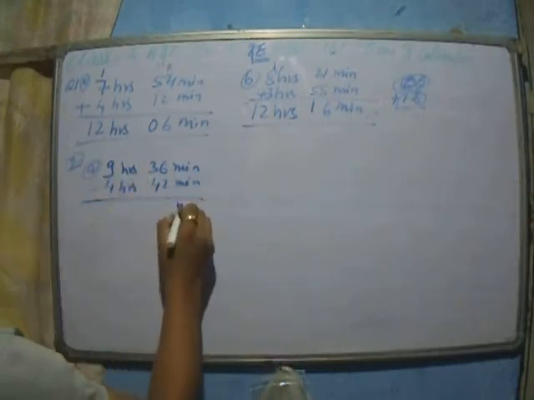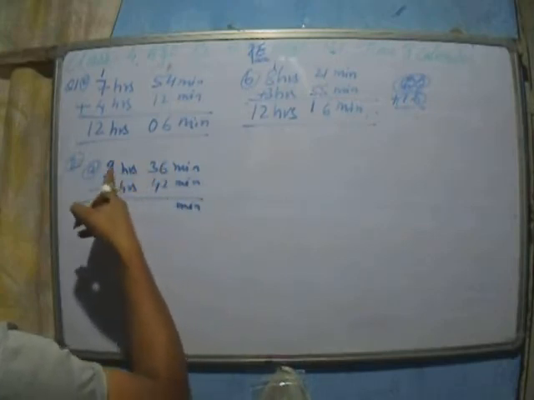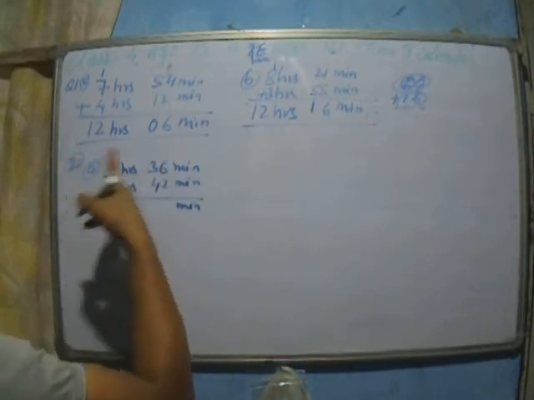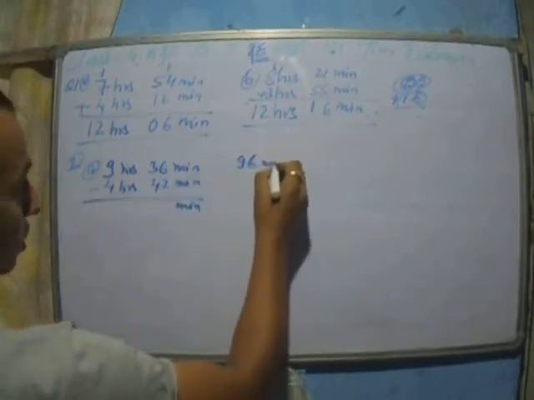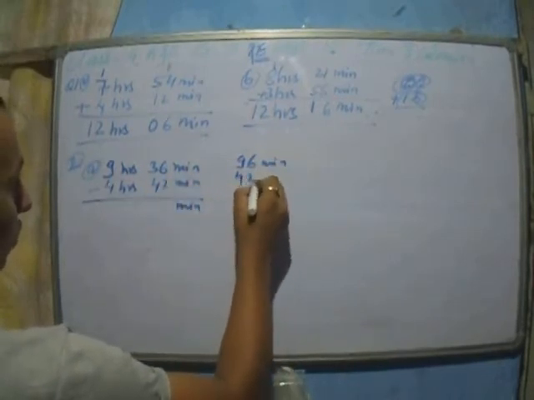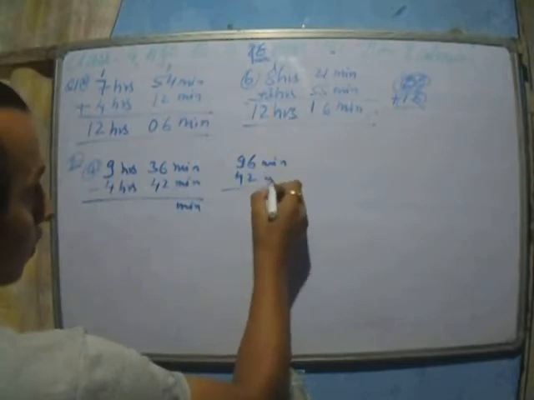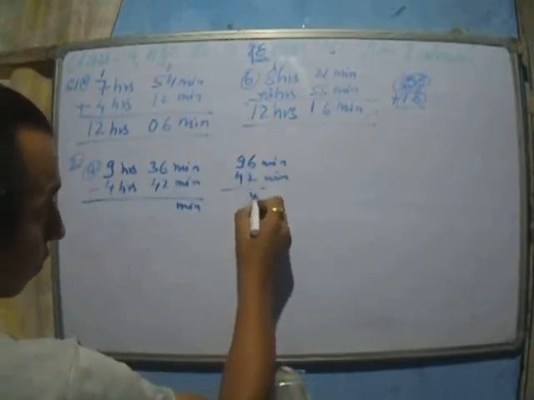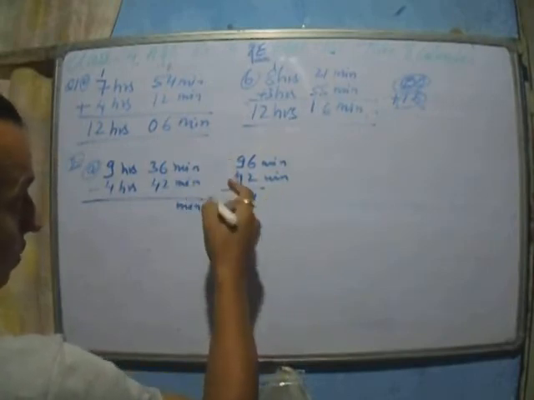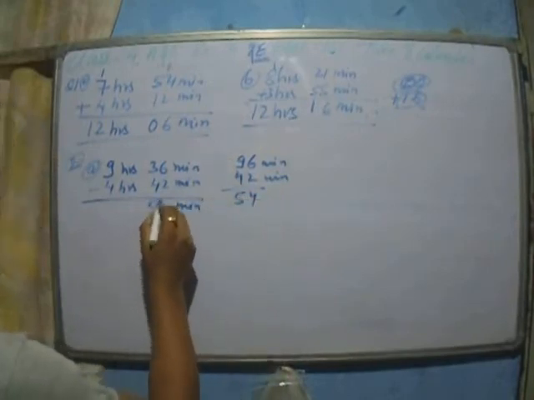Now minute will write here as it is. This is 36 plus 60. It is 96 minutes we got. Okay. From 96 minutes we need to subtract this 42. Okay. So here now 6 minus 2 is 4. 9 minus 4 is 5. So here we get 54 minutes.